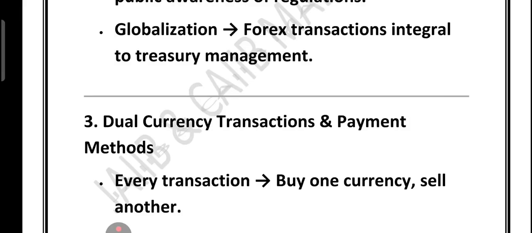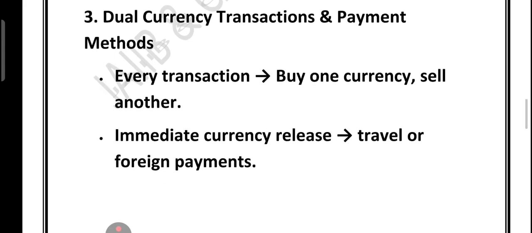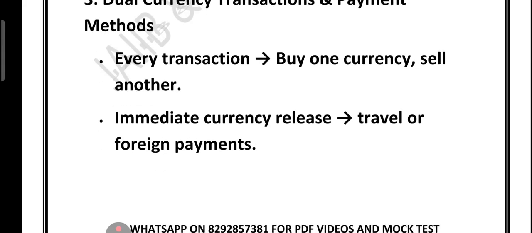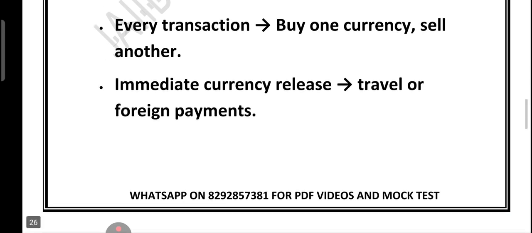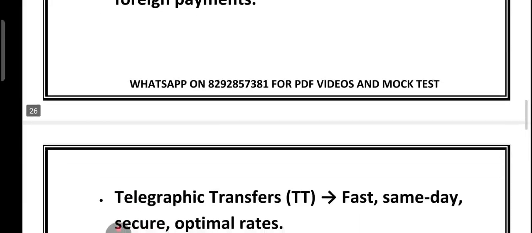Forex transaction is a core part of treasury management. Every forex transaction involves buying one currency and selling another, right? And immediate currency release: for travel and urgent foreign payment, we require immediate currency release.